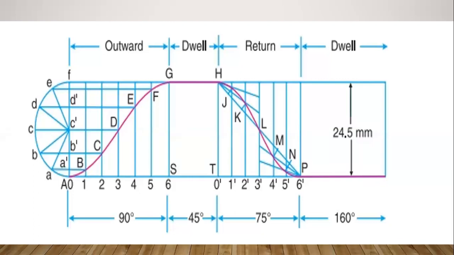Then the second one is the dwell period. In the dwell period, the follower does not move, so we simply draw a straight line. So draw the straight line from G to H.